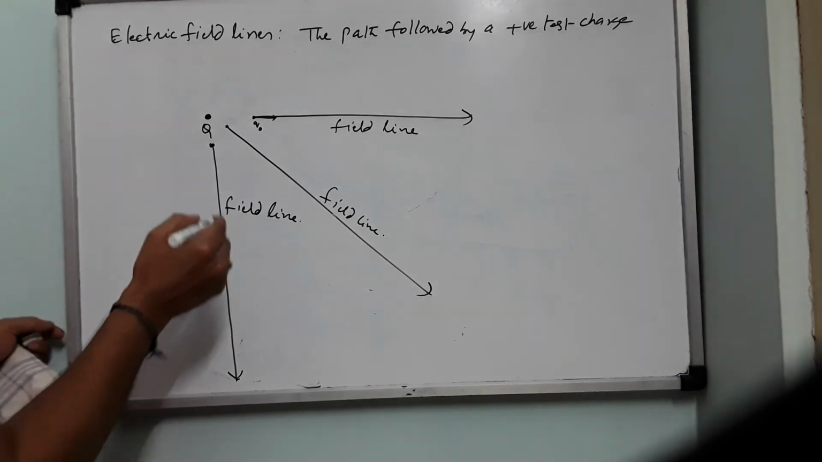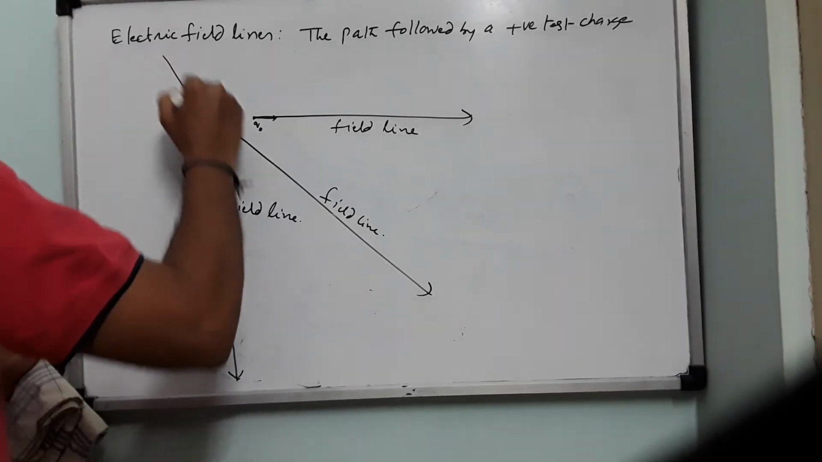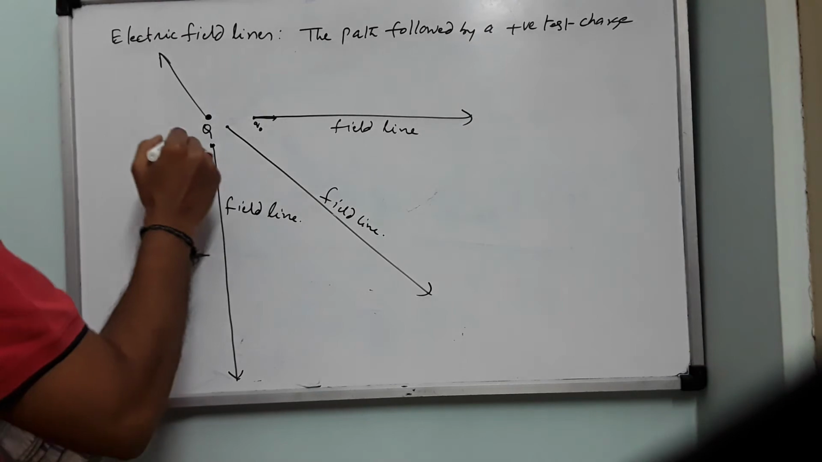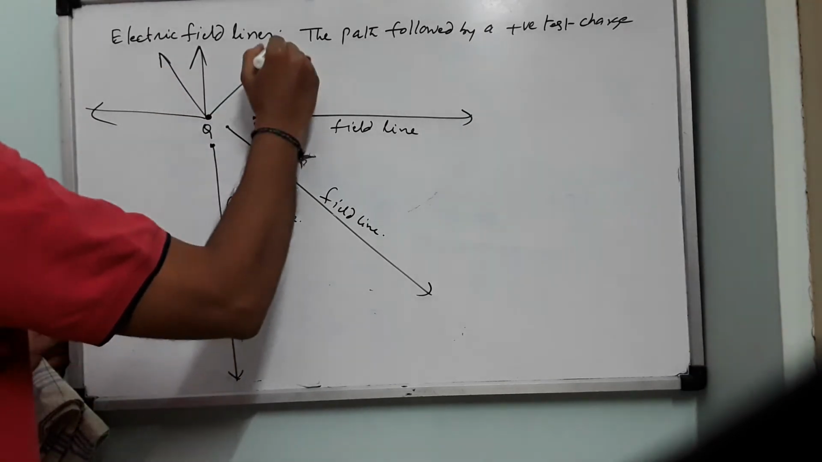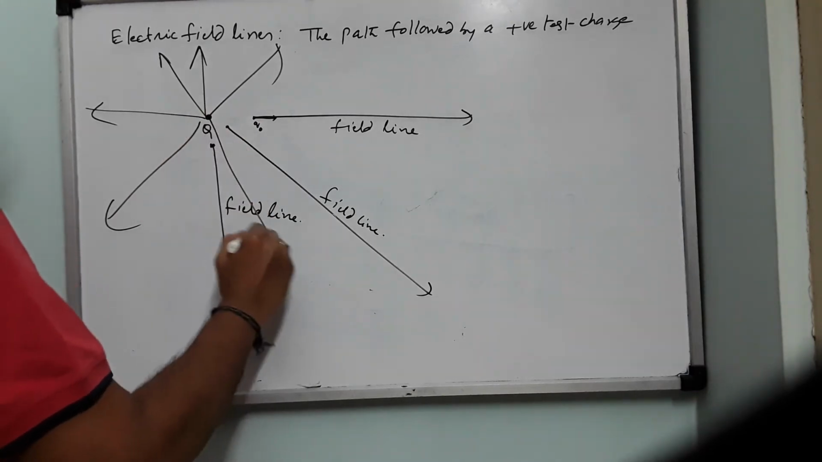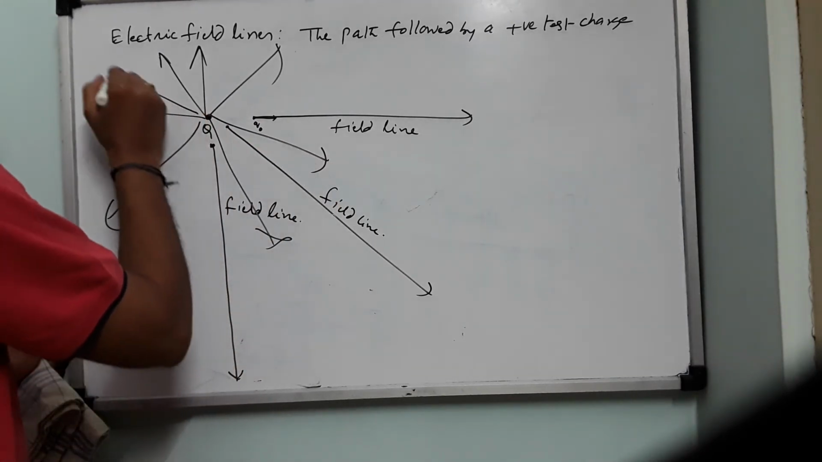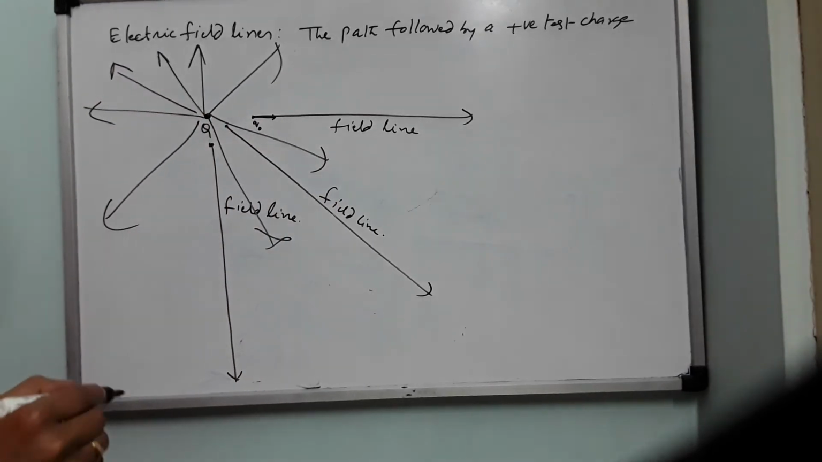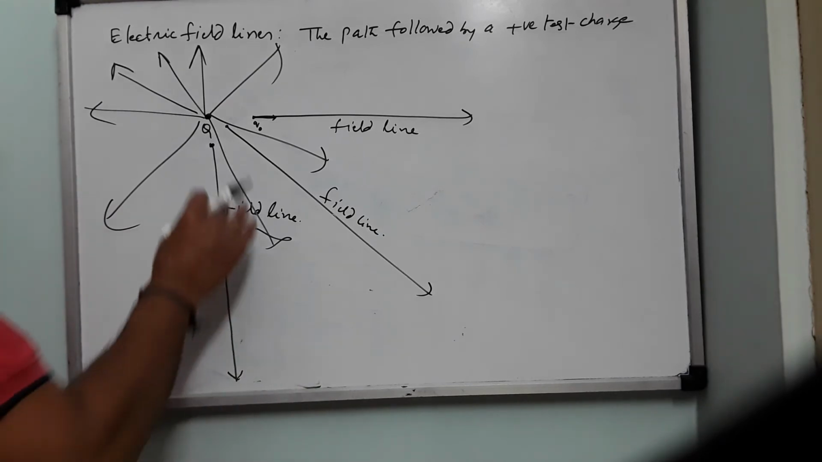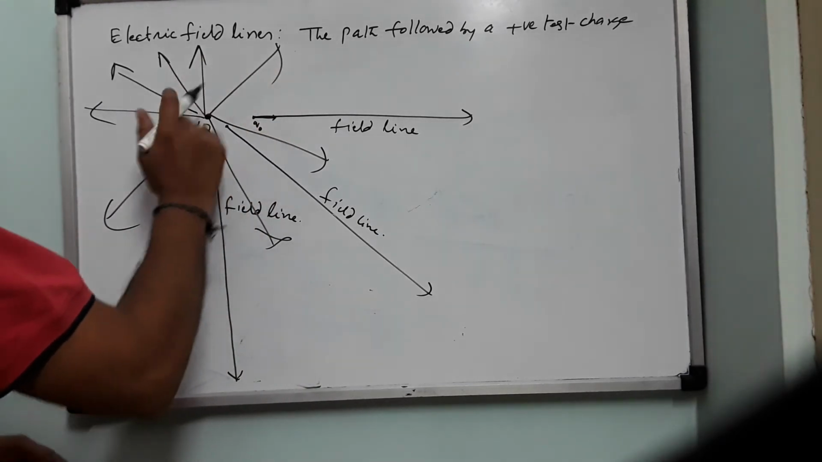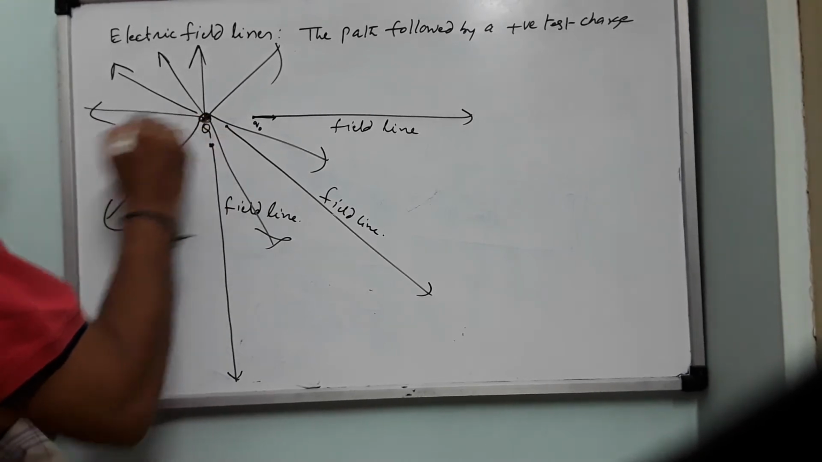So 3 lines I have drawn. I can draw so many lines like this which extend up to infinity. Here also this will extend up to infinity, and here also, here also, like this. So how many can I draw? You can draw as many as possible. I have drawn some 10 lines, you can draw 20 lines, some other person can draw 30 lines. Anybody can draw, depending on the magnitude of the charge.